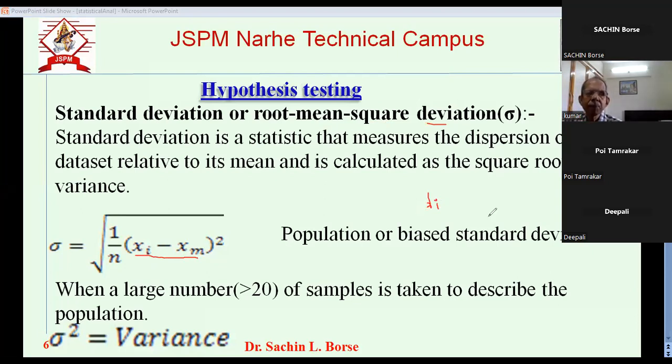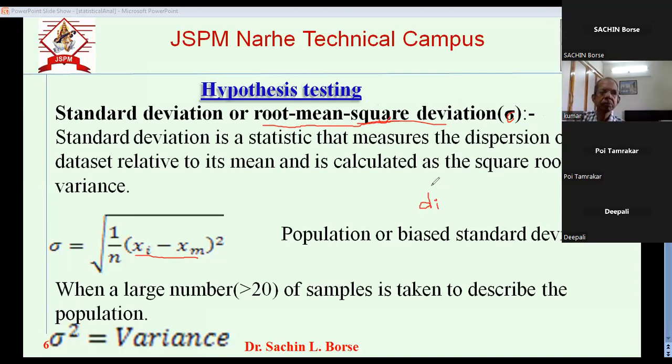So what do you do first? Take the square. Root mean square deviation. It is also called root mean square deviation or standard deviation, denoted by the Greek letter sigma. So what we have to do is take the square first. Root mean square. We go in a reverse order.